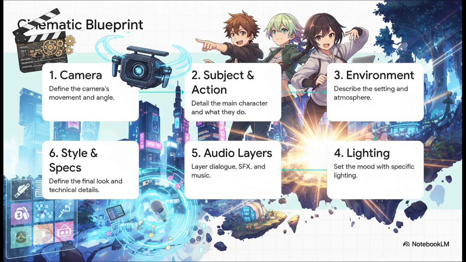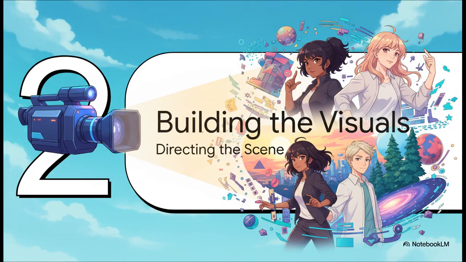Okay, so these are the 6 essential pieces of our blueprint. It might look like a lot, but it's really just everything a director thinks about. We've got to define the camera work, who's in the shot and what they're doing, the world they're in, how it's lit, what it sounds like, and finally that technical polish. Nail these 6 things and you're golden. All right, let's get our hands dirty and start building this thing out. We're going to begin with the visuals, the absolute fundamentals of the scene. This is where we lay the whole foundation.